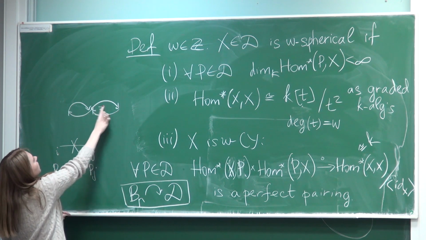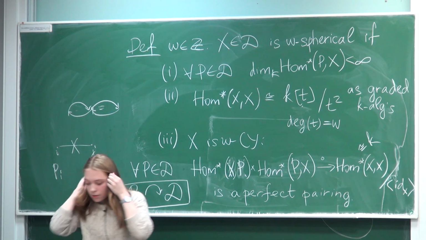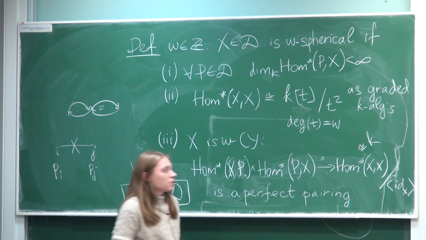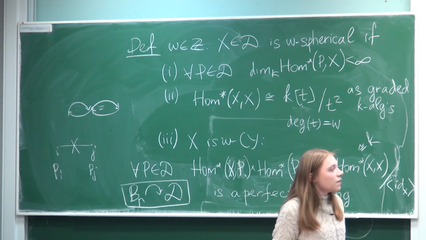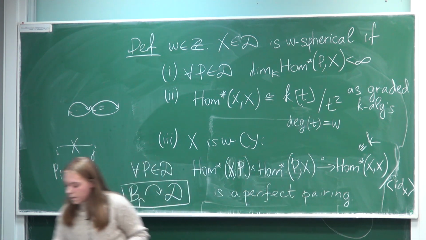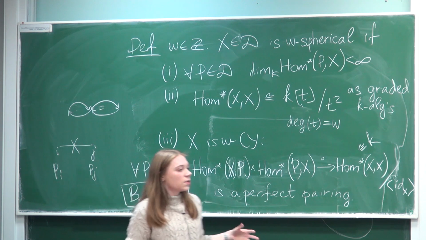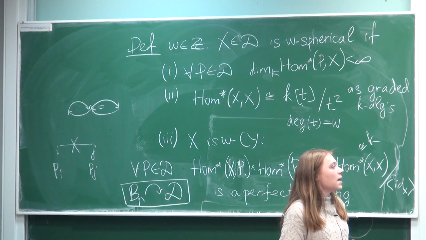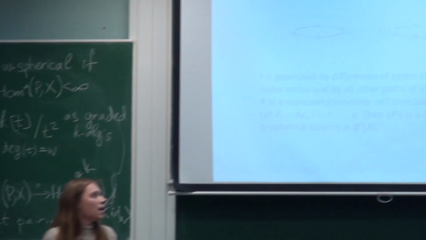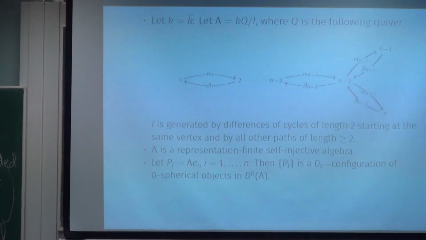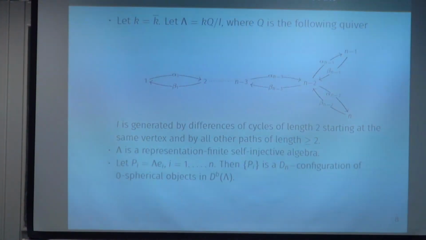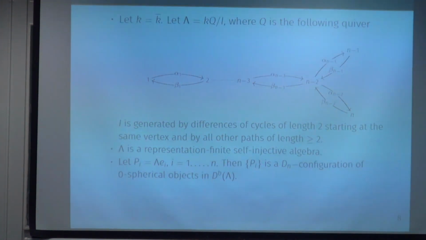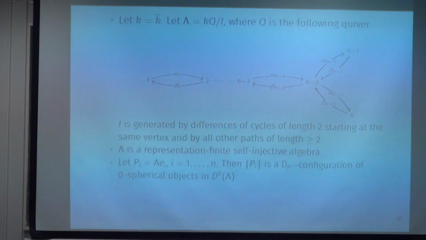So this cycle equals this cycle. Okay, so this is a finite dimensional algebra. It is a representation finite self-injective algebra. And if we consider indecomposable projective modules associated to vertices of the quiver, it's easy to see that they form a D_n configuration of zero-spherical objects in the bounded derived category of this algebra Lambda. So we know that there is an action of this group of type D_n on this category. And by our result, we know that this action is faithful.